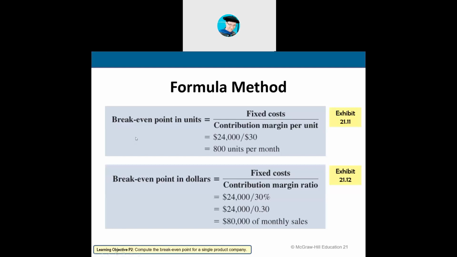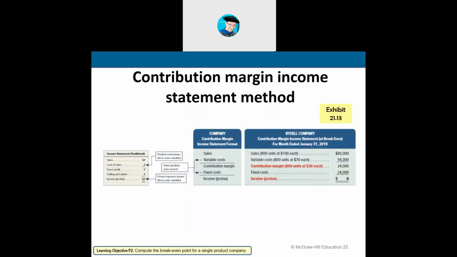Very important concept, breaking even. If you don't break even, you might lose money. You don't want to lose money, so you've got to figure out what your break even point is. Fixed cost divided by contribution margin per unit, or fixed cost divided by contribution margin ratio. You'll get your break even for both units and dollars through those computations. It's a lovely concept.